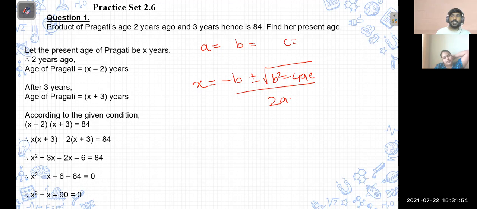According to me, I'm trying to avoid factorization because I do not know the factors of all the numbers. So instead of going wrong there, I'll do more work. But according to me, factorization will give you the answer faster. But I don't know the factors, so I'll go wrong. Instead of finally getting the answer wrong, I'll do more work. Yes. So A is 1, B is 1, C is minus 90.